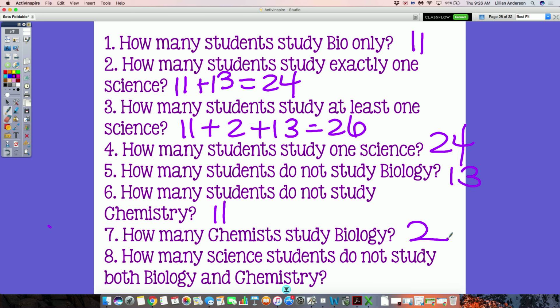Last one. How many science students do not study both biology and chemistry? Actually, I'll give you a little bit more time. So how many science students do not study both biology and chemistry?